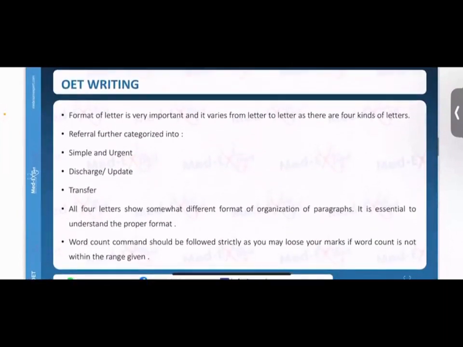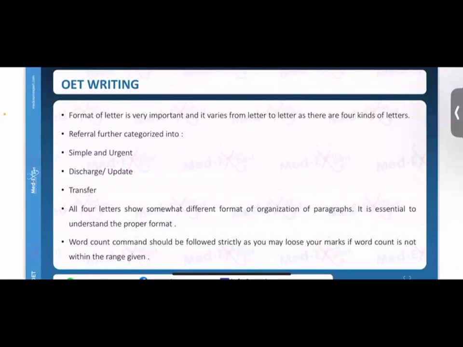The important thing about letter writing is the format of the letter. The format of the letter is a very, very important thing to consider, and it varies from letter to letter, as we know that there are 4 kinds of letters in OET letter writing. For your convenience, I'm going to describe these 4 types: referral, which is further subcategorized into simple referral and urgent referral, then discharge, which has another name, update letter, and then the transfer letter.